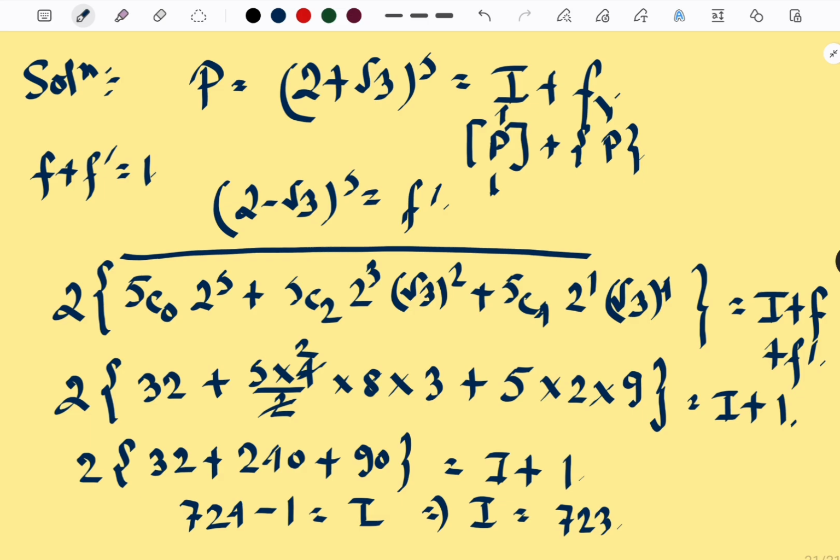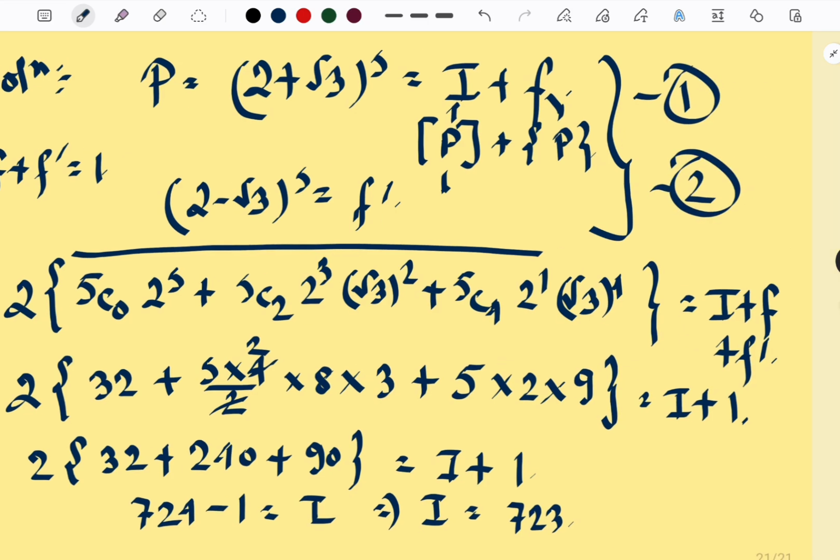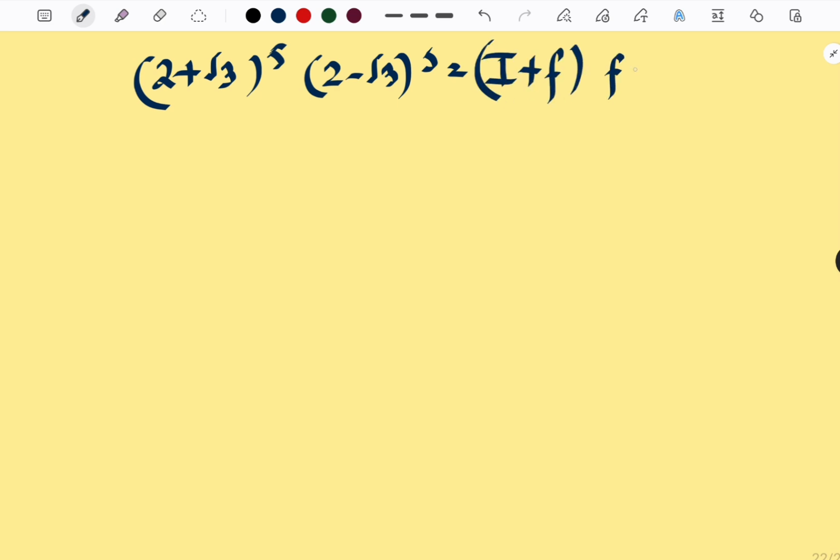Now apart from this, if we multiply equation 1 and 2, what do we get? We get (2 plus root 3) to the power 5 into (2 minus root 3) to the power 5 is equal to I plus f into f dash. Now we obviously know f dash is equal to 1 minus f. So this will be I plus f into 1 minus f, which is equal to 1.